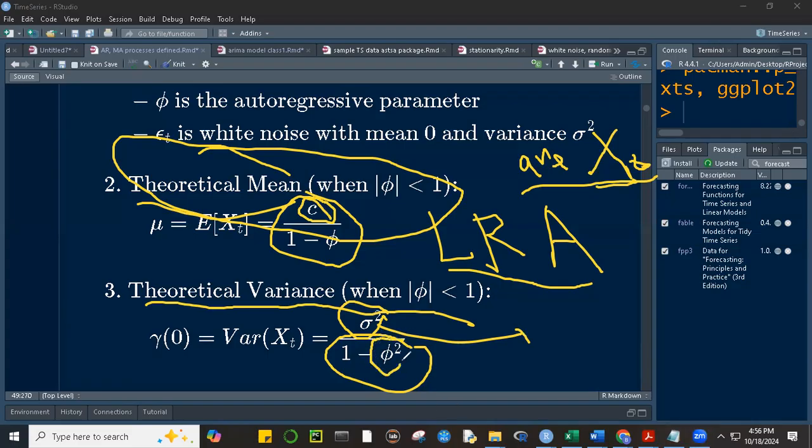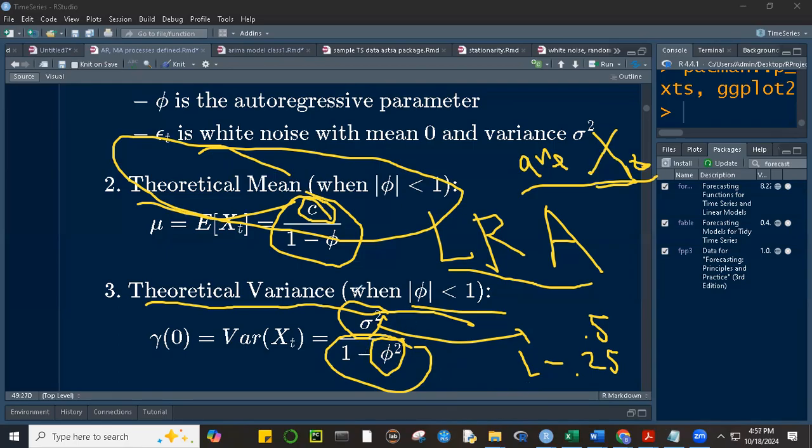Ano ba si phi, class? Di ba less than 1 to? Right? Kunyari 0.5. Kasi ang phi natin dapat less than 1 yan if this is to be an AR process. 0.5. Square mo siya. 0.5 times 0.5, 0.25 yan. Okay? So 1 minus 0.25. So this is a decimal, class. Right? So this is less than 1. Kung 1 sana to, equal sila. Equal yung empirical at saka yung theoretical. Kaso less than 1 to di ba?